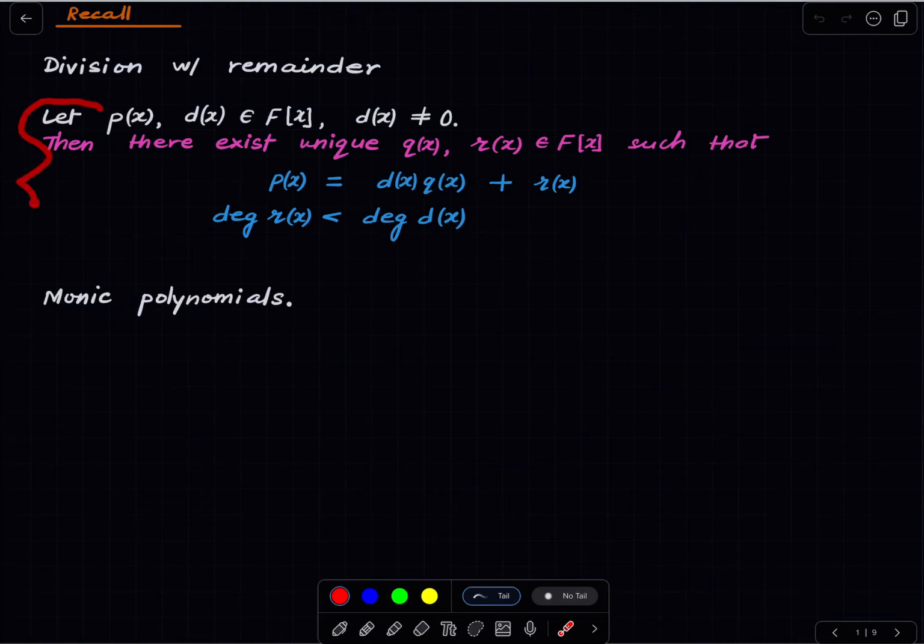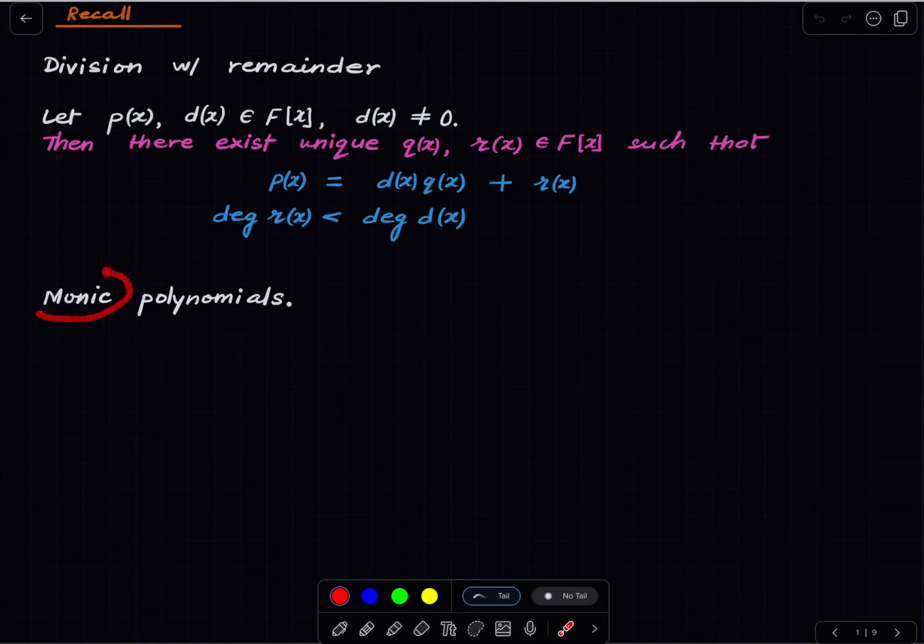We discussed the division with remainder theorem. If we have two polynomials p(x) and d(x), and d(x) is non-zero, then there exist unique q(x) and r(x) such that p(x) can be written in this fashion, which can be read as divisor into quotient plus remainder, where the remainder has degree strictly smaller than the degree of d(x). Of course, we need to know what is meant by degree. We discussed this properly, so let's not go there.